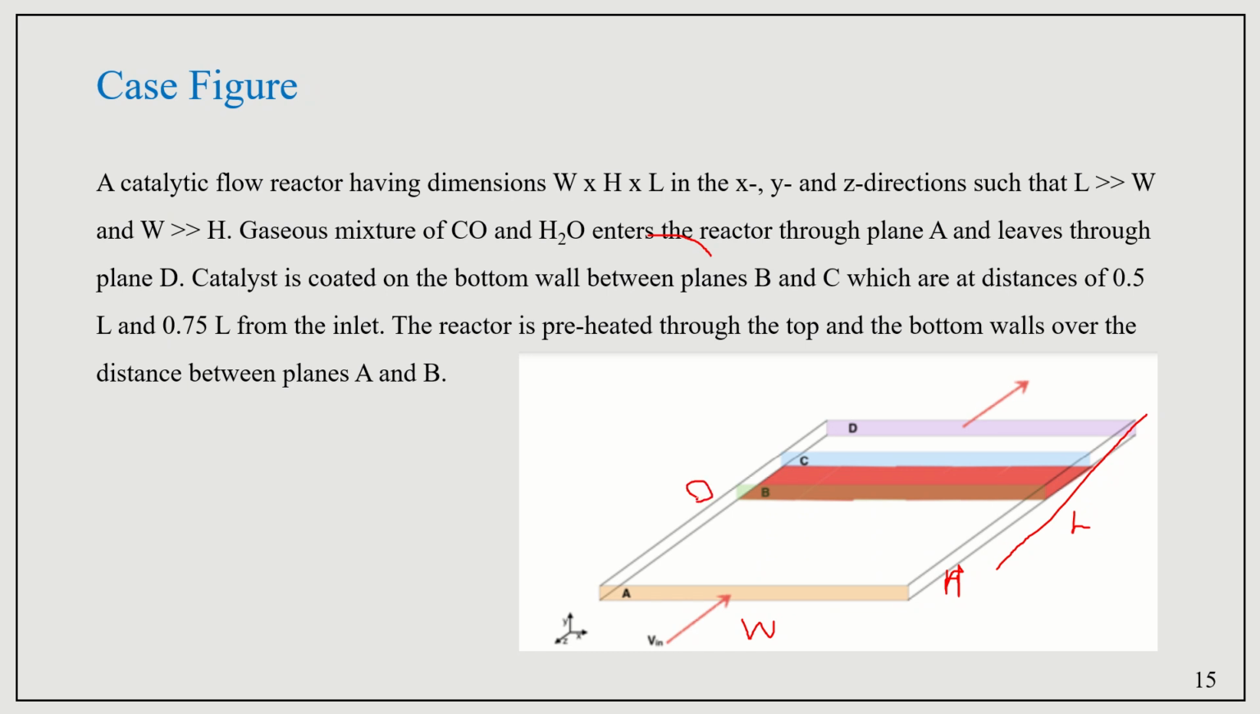It is the midpoint, 0.5. If it is 1 meter, it is 0.5 meter, and plane C is at 0.75 times the length, three-fourths from the entrance. The reactor is preheated through the top and bottom walls over planes A and B. So here heating is done and here the reaction is being done. Is it visible?